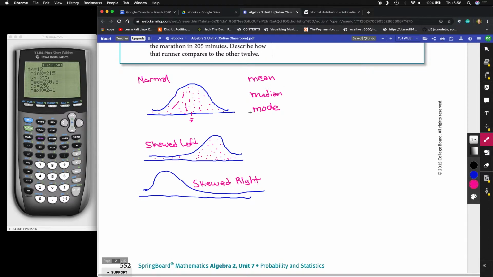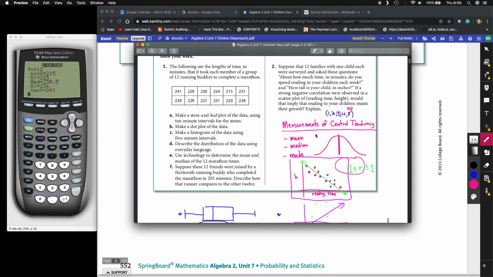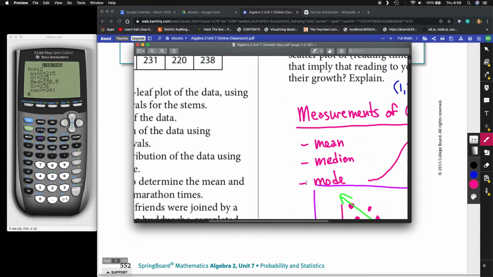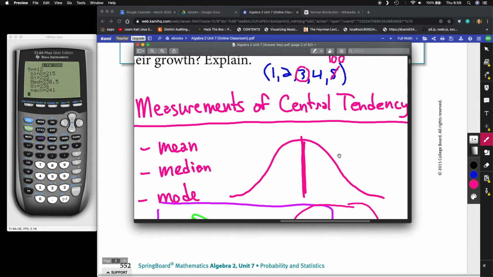What I'm actually going to do to avoid writing here is bring up some old notes that I already have written out. Let me zoom in. So in a perfect world, which would be a normal distribution, if you measured the mean, median, and mode, they would all be equivalent. They are all the same if it's completely symmetric. The mean is right in the middle. The median is right in the middle. The mode is right in the middle.